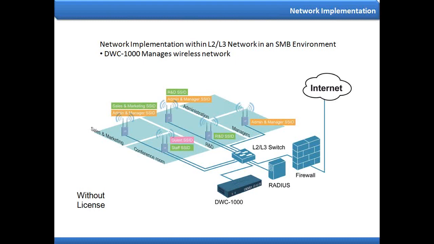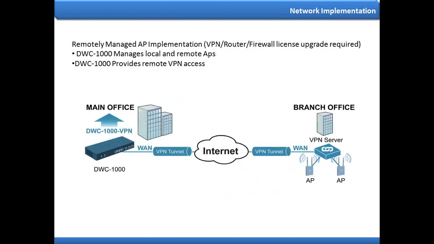So if we take a look at how the DWC 1000 could be integrated into a network, it can be integrated as a simple wireless controller. The end user may have an existing firewall/router solution or switching solution as well, so they don't need the DWC 1000 VPN license or router license. But in this case here, we've got the DWC 1000 managing my entire wireless network, and it's broadcasting multiple SSIDs depending on where each of those access points are located. So in this case here, the DWC 1000 is only concerned about the wireless network.